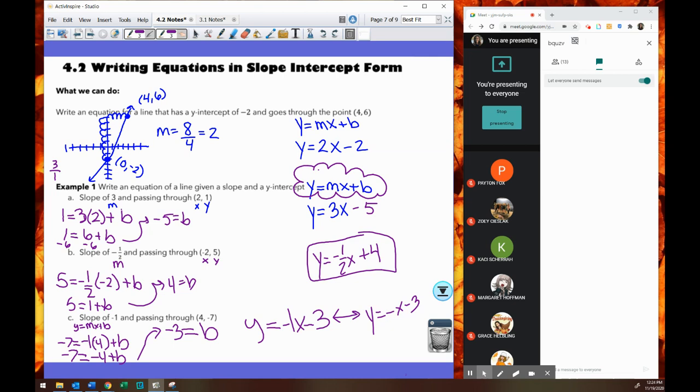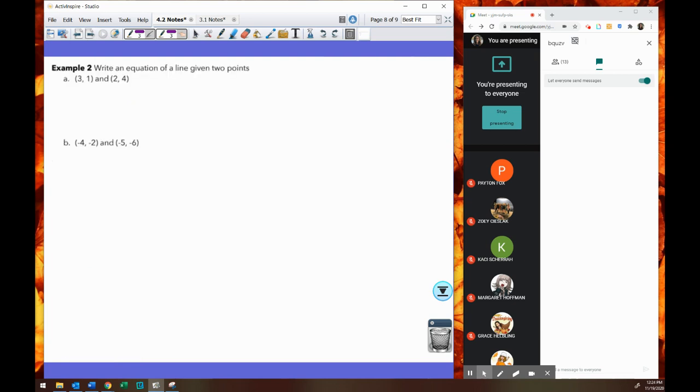Other type that we have, so this is if you're given the slope and you're given a point. In example 2, now we have, if we only have 2 points. So it's pretty much the same thing. We're writing our equation in slope-intercept form, y equals mx plus b. We need to know the slope and we need to know the y-intercept. The issue is that if I only have 2 coordinate points, I don't know either of those things. So what can I do to find one of them?